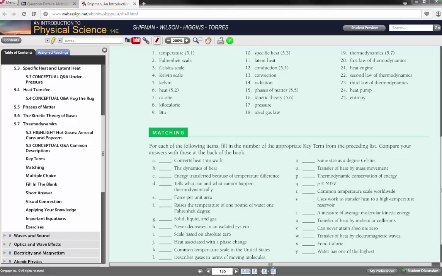Case in point, if you look at these three terms, some of which were popularly selected, conduction should have been matched down here to transfer of heat by molecular collisions. Convection should have been matched here as transfer of heat by mass movement, and radiation should have been matched down here as transfer of heat by electromagnetic waves.